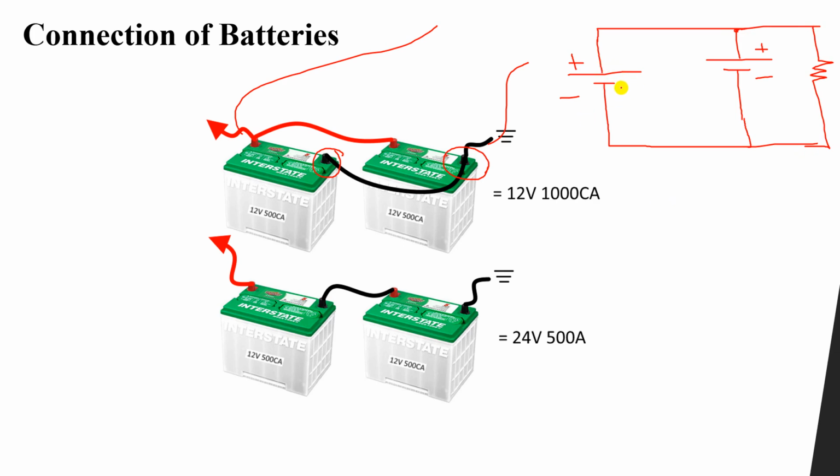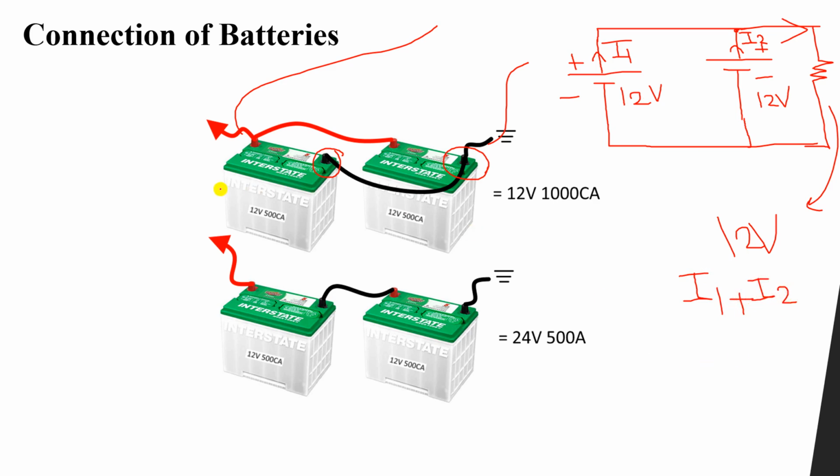You can see here we have a 12 volt, another 12 volt. This battery will provide a current I1 and this battery will provide current I2. So what is the voltage across the resistor? Since they are all in parallel, the output voltage will be 12 volt. And what is the total current going to the load? The total current is the summation of these two currents, I1 plus I2.